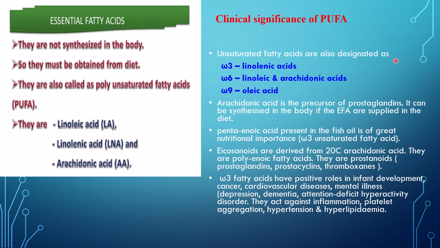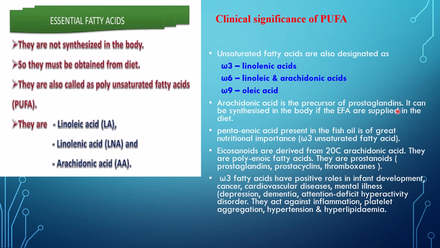Then the clinical significance of PUFA. Unsaturated fatty acids are also designated as omega-3, that is linolenic acid; omega-6 is linoleic and arachidonic acid; then omega-9 is oleic acid. These omega-6 and omega-3 are very, very important for brain development. Like you have seen on many food product packs, it is written that it contains omega-6 or is rich in omega-9, because it designates the presence of essential fatty acids, omega-3 and omega-6.